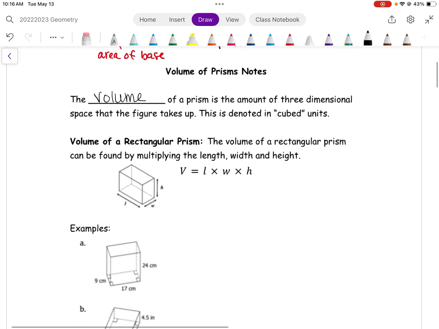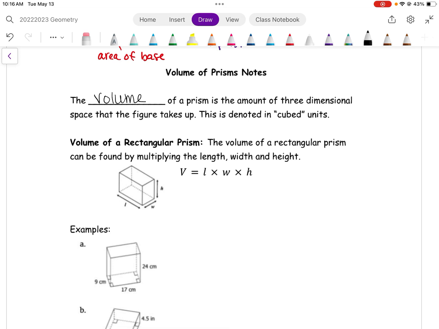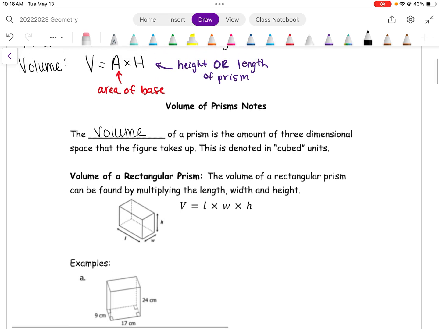So volume of a rectangular prism, these are like a box, okay? These are the easiest ones to find. You have done this before. It's length times width times height. Now, this is different than the formula I just showed you in a way, but really it's the same thing because in a box or a rectangular prism, your base is a rectangle. And to find the area of a rectangle, you take length times width. So this is the same thing as area of the base times the height, the exact same thing.